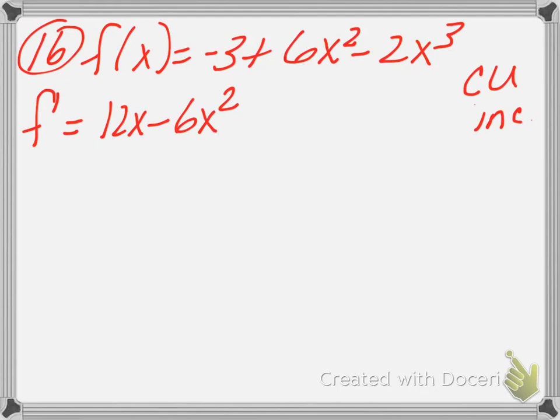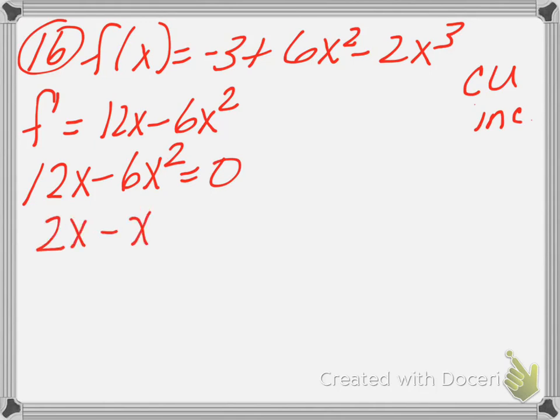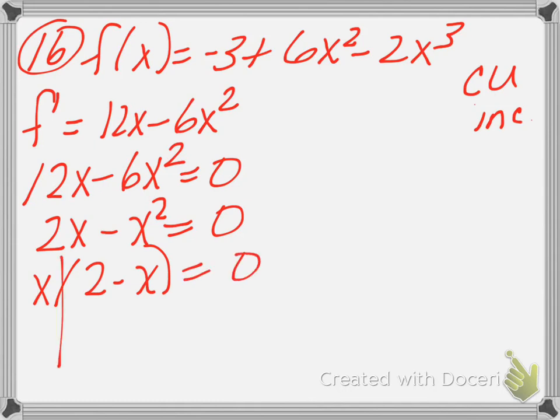And you should get that. And then we're going to set that equal to 0. Divide everything by 6. Factor out an x. And we will get that x equals 0 and x equals 2.